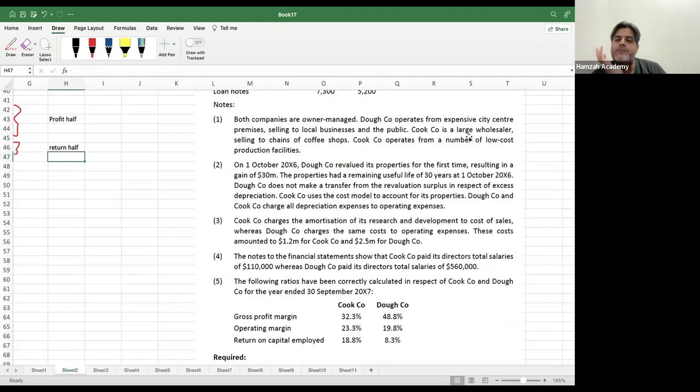Whereas the Dough Company operates from expensive city center premises, selling to local businesses and the public as well, right? And they are owner managed. But the scale of the Cook Company is way larger than that of the Dough Company. So let's say that the Cook Company may be a slightly larger company, having made more sales and profits during the year.